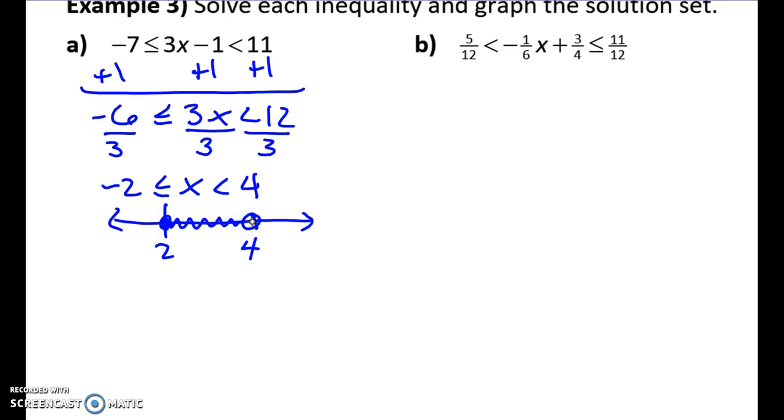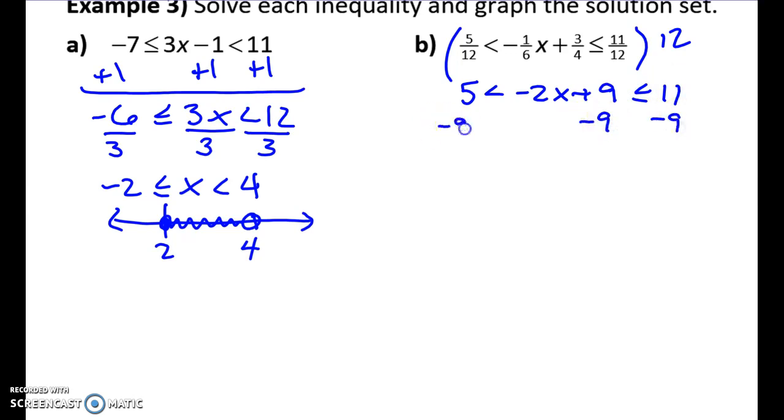Now for this next one, I want a common denominator. To get rid of my fraction, multiply everything through by 12. I get 5 is less than -2x plus 9 is less than or equal to 11. Start solving this just like a normal equation. I'm going to subtract 9 from everything. So I get -4 is less than -2x is less than or equal to 2.